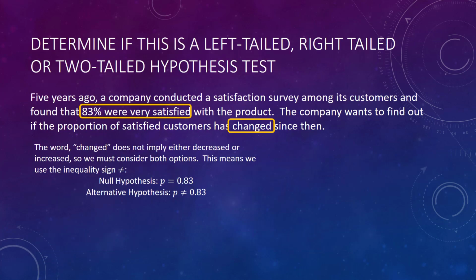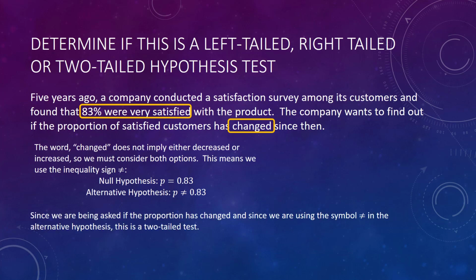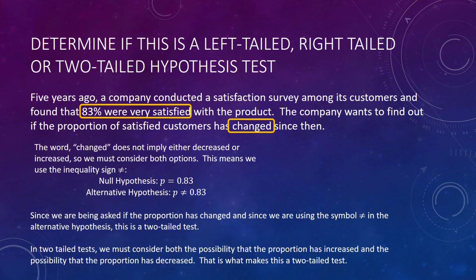Let's determine if this is a left-tailed, right-tailed, or two-tailed test. Since we are being asked if the proportion has changed, and since we are using the symbol not equal to in the alternative hypothesis, this is a two-tailed test. In two-tailed tests, we must consider both the possibility that the proportion has increased and the possibility that the proportion has decreased. This is what makes it a two-tailed test.